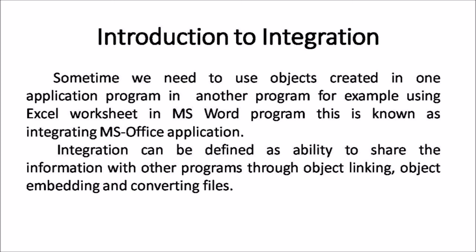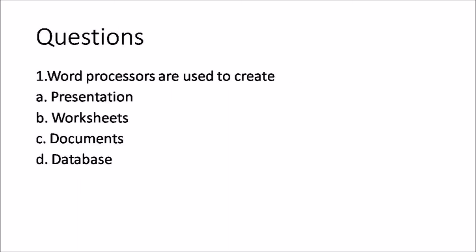Next, introduction to integration. Sometimes we need to use objects created in one application program like MS Word in another program like MS Excel. That means an object of one application can be placed in or inserted into another application. This process is called integration. Integration can be defined as the ability to share information with other programs through object linking, object embedding and converting files. Now let us see some objective type questions.